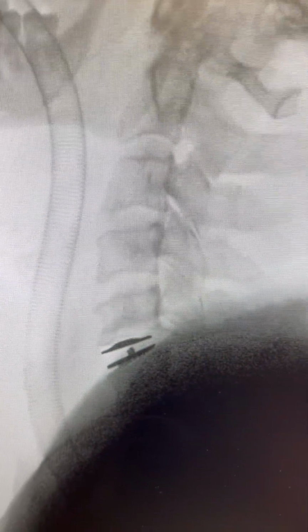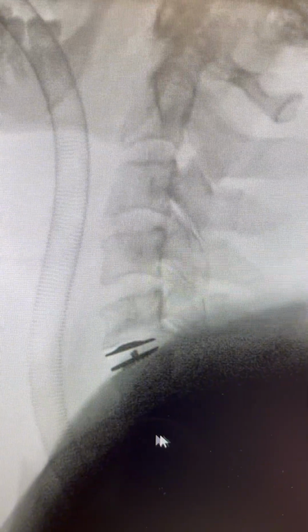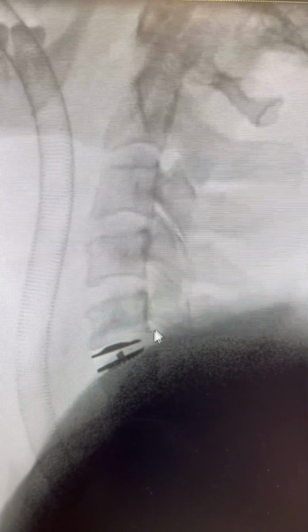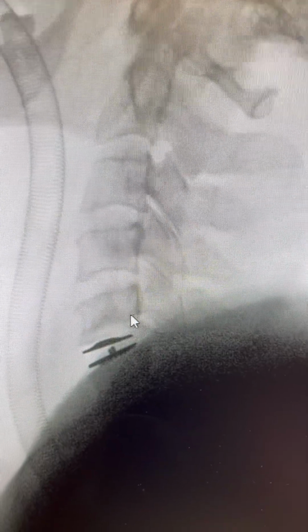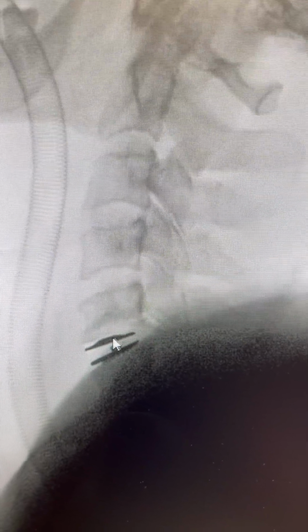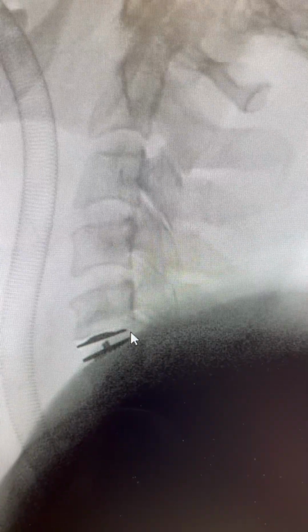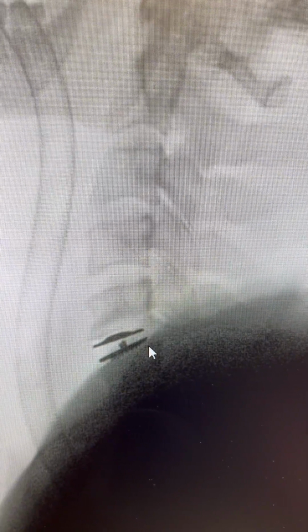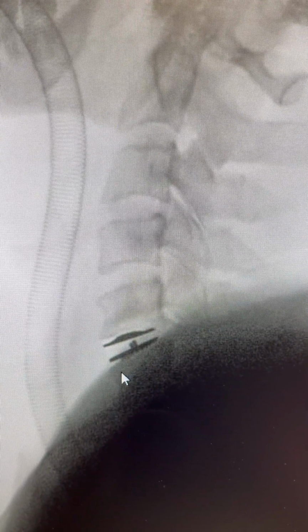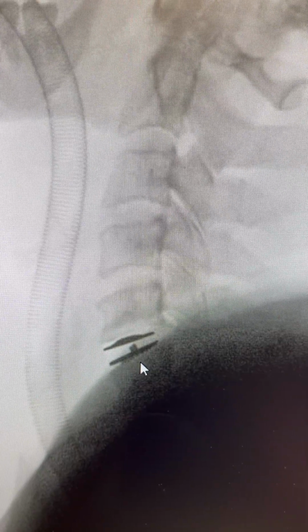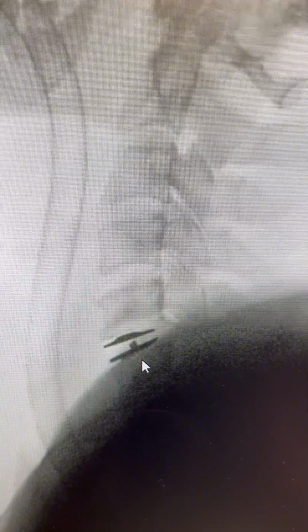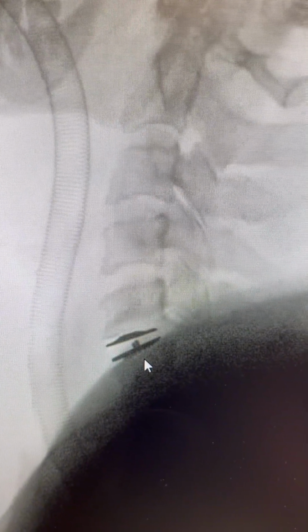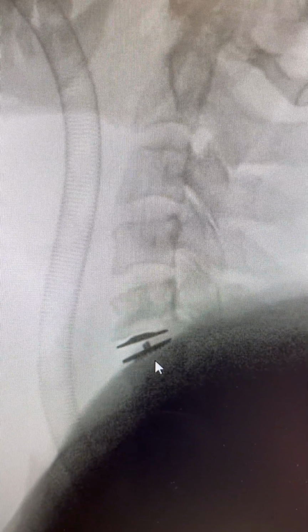And this is what we ended up doing. We performed a discectomy, removed all of the disc all the way to the back of the spine, decompressed the spinal cord and the nerves, and replaced the disc with this artificial disc replacement device. I saw this patient today at 2 weeks post-op, and he was doing very good. His radicular symptoms in both hands have significantly improved.